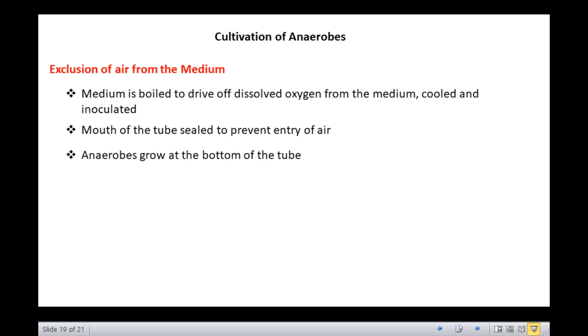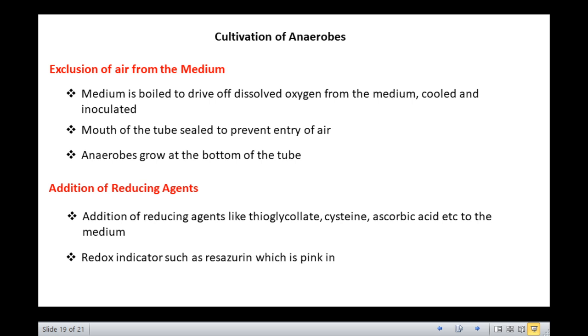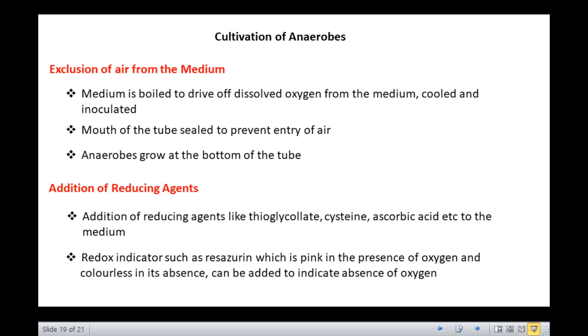The second method is addition of reducing agents. The most common method for growing strict anaerobes is addition of reducing agents like thioglycolate, cysteine, ascorbic acid, etc. to the medium, which brings down the redox potential to minus 300 mV or less. A redox indicator such as resazurin, which is pink in the presence of oxygen and colorless in its absence, can be added to indicate the absence of oxygen.